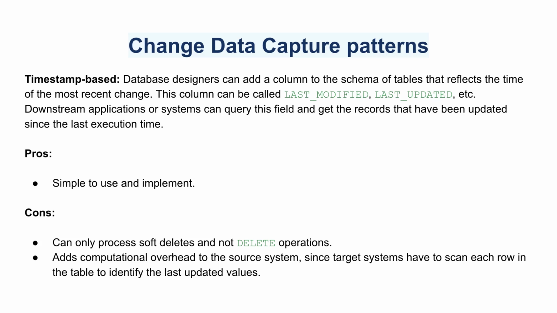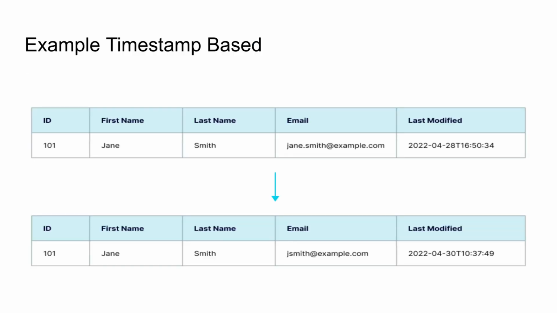Whereas if the data is deleted, you don't have the record in the source database. Since you are picking up the data based on last modified or last updated, you would not find that record. Which means that if the data is hard deleted, we would not be able to capture it using the timestamp based approach. And the other problem is, since we want to see which records were updated since the last execution, we need to scan the entire table, so that would cause overhead on the database. And this is just an example of how timestamp based would work. Based on the last modified date, we would be capturing and storing it into the target system.